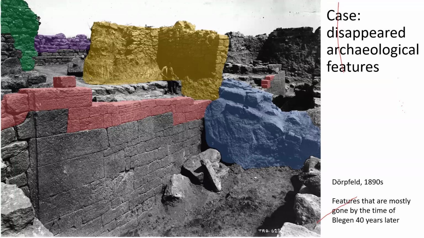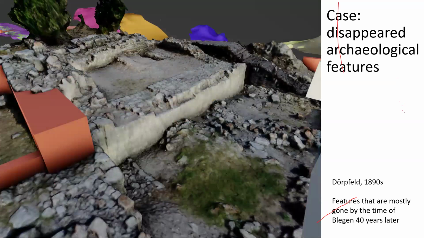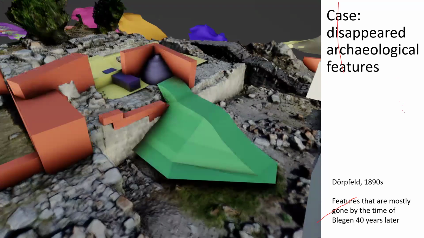These elements were documented by this photo by Dörpfeld in the 1890s, but 40 years later in Blegen's time, if you compare these pictures, they're already largely gone. They removed part of the citadel wall, they removed those walls, or actually they dumped them into a pile of rubble, and they removed the collapse. This is how, in the 3D model, so you see here the drone photogrammetry model, we roughly outlined these elements that we saw on the pictures using this photo reconstruction methodology that I described just now.